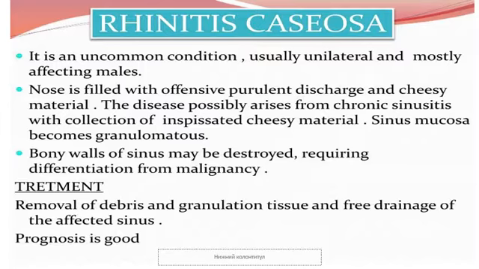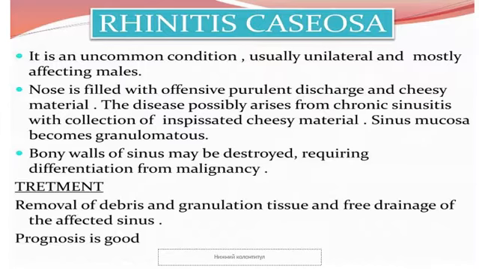What is rhinitis caseosa? It is an uncommon condition, usually unilateral and mostly affecting males. The nose is filled with offensive purulent discharge and cheesy material. The disease possibly arises from chronic sinusitis with collection of inspissated cheesy material, and the sinus mucosa becomes granulomatous. Bony walls of the sinus may be destroyed, requiring differentiation from malignancy. The treatment is removal of debris and granulation tissue and free drainage of the affected sinus.